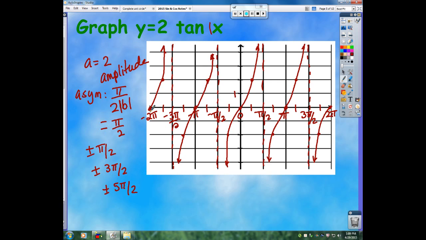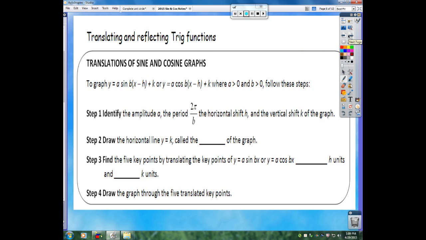Alright, so what we're now going to do is look at how our A, B, H, and K change our sine and cosine graphs. Just like it did when we did quadratics or any of the other parent graphs we've done, H moves your graph left and right, and K moves your graph up and down.